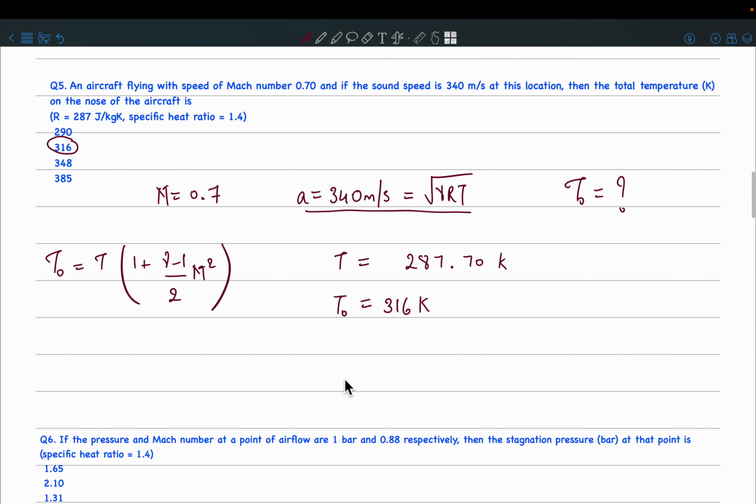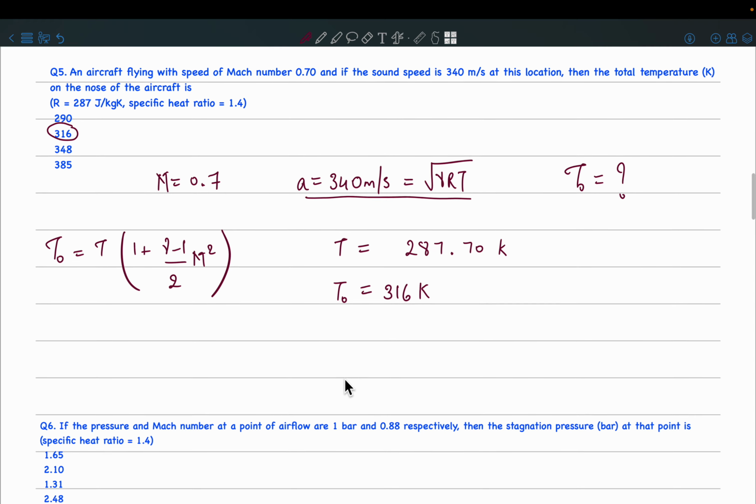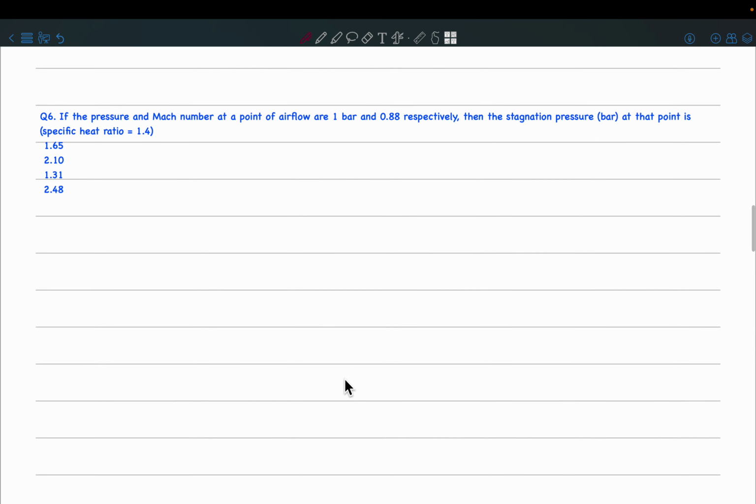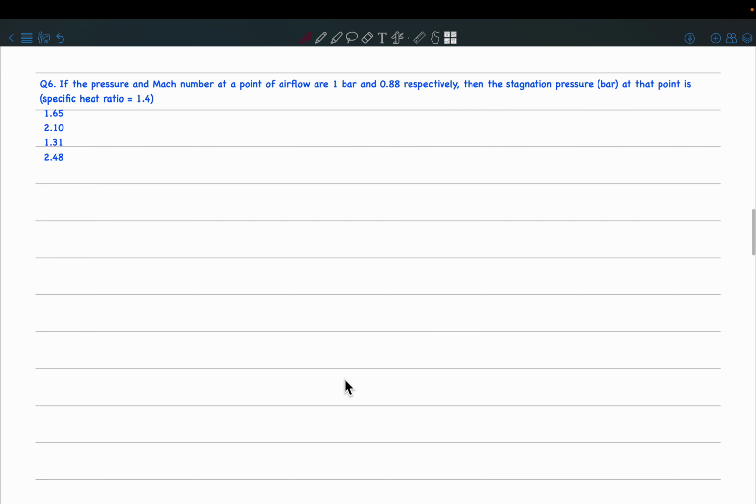Okay, I hope everyone got this answer. So I'll move on to the next question. So here again, see, we are given the pressure, that is the static pressure.